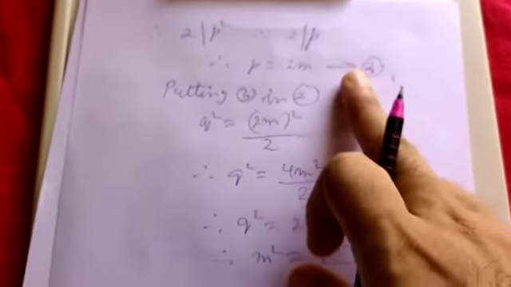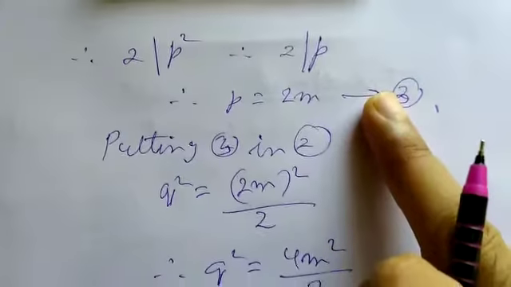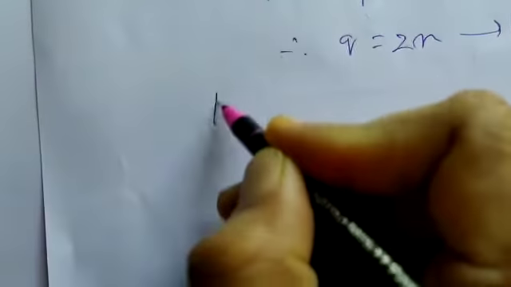Now you can see from this, from 3, p is equal to 2m and here q is 2n. From 3 and 4.